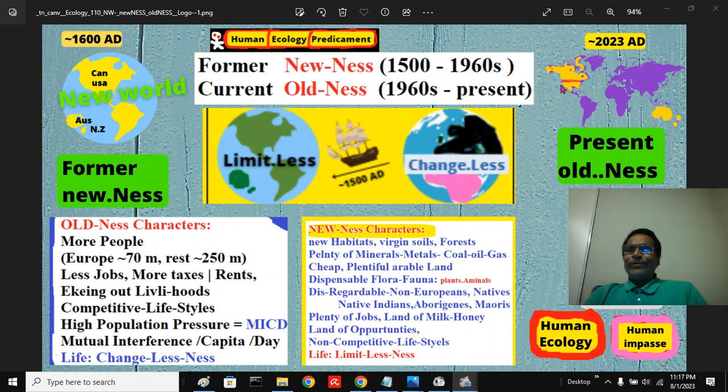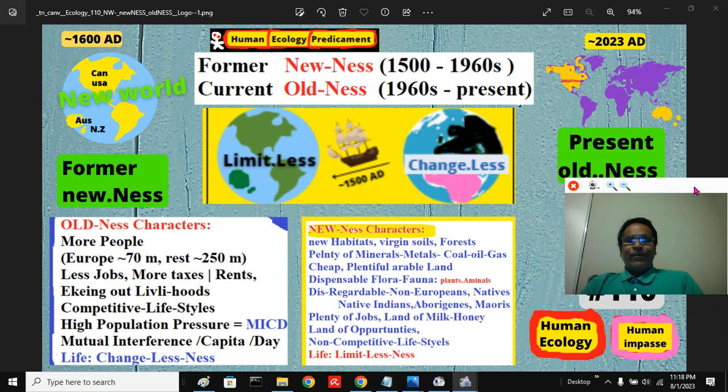Here again I have shown the New World in yellow color. This is the New World. The rest is the Old World. The Old World was old before and is always old, whereas the New World used to be new for around 4.5 centuries, from 1500 to World War II. Now the former newness is replaced by the current oldness. It's a very fascinating topic. It is the ecological perspective of what has happened in the five centuries of Columbian discoveries and voyages.